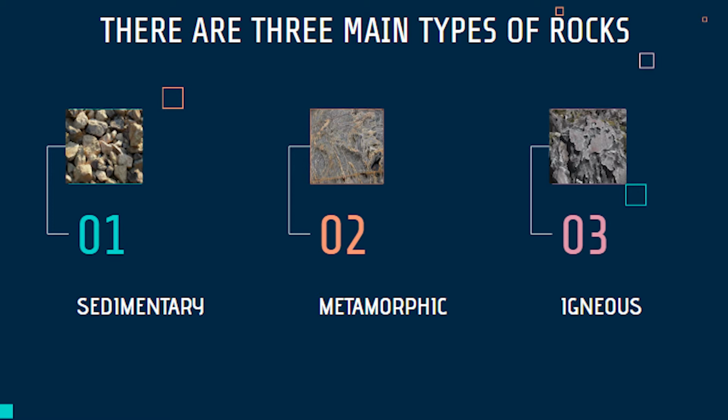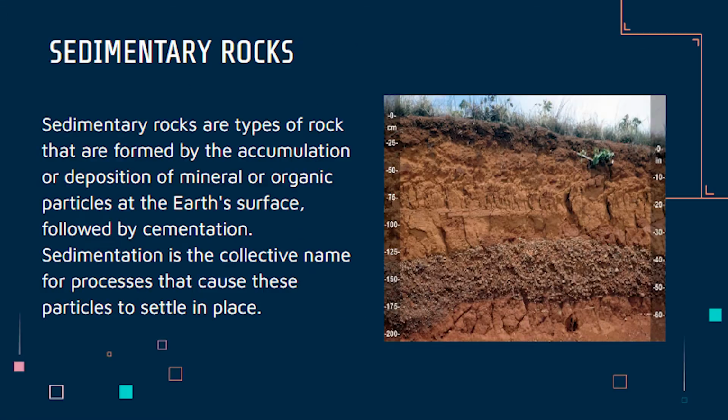So let's talk about the first type of rock that we have here, which is sedimentary. Now, what are sedimentary rocks? Well, these are types of rocks that are formed by the accumulation or deposition of mineral or organic particles at the Earth's surface, followed by cementation. So it's simple, it's the accumulation of minerals or the deposition of minerals. They're accumulating, and when they cement together, we have sedimentary rocks.